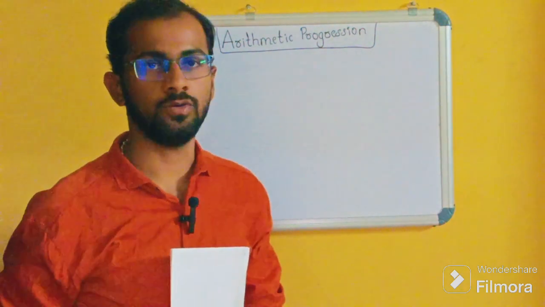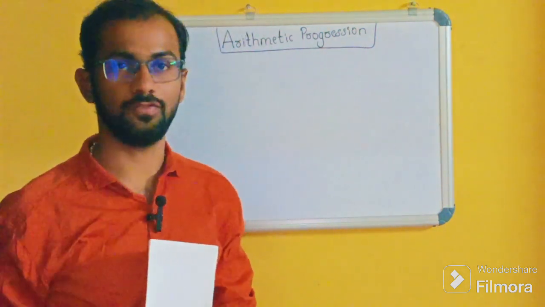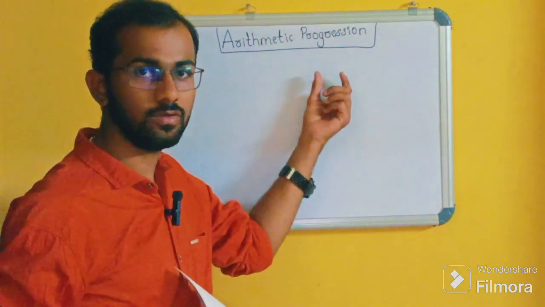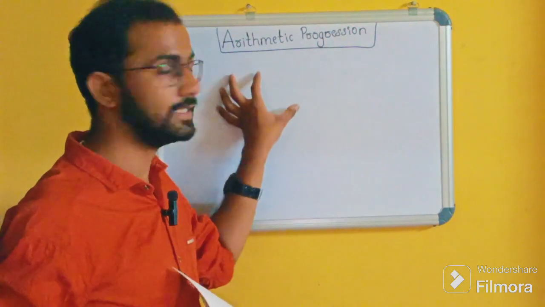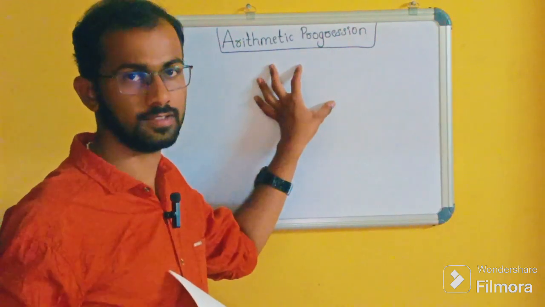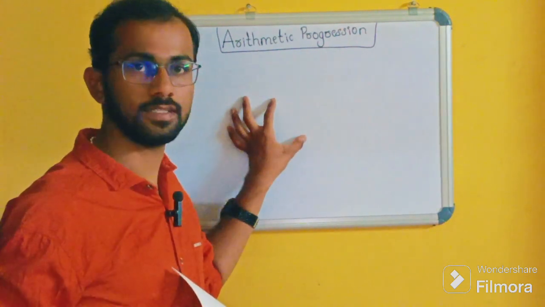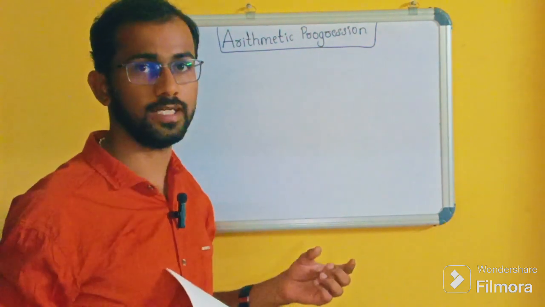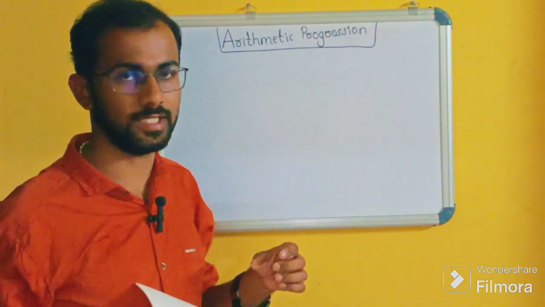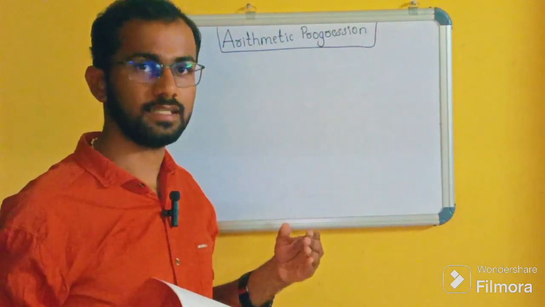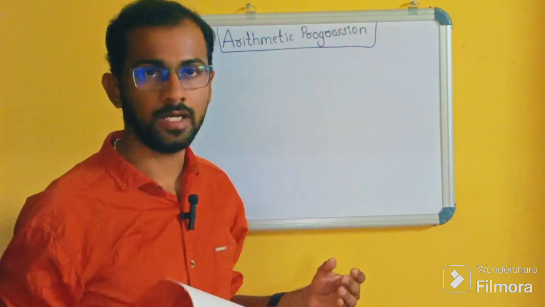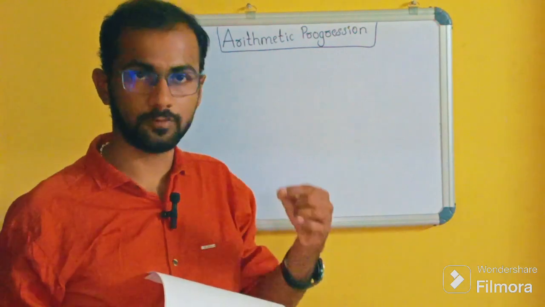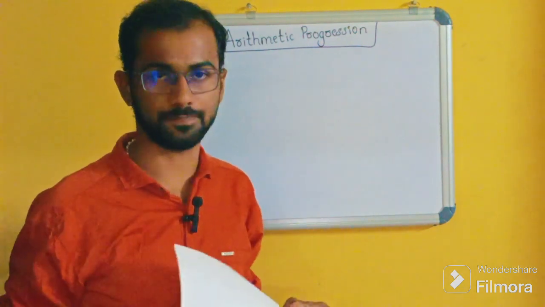In my previous video, I started the first chapter of 10th, that is Arithmetic Progression. In that video, I gave the definition of what is meant by arithmetic progression, what is common difference, what is meant by a term, and what is an infinite arithmetic progression and a finite arithmetic progression. All these things I discussed in my previous video. Those who haven't watched that video, please go through it. I have provided the link in the description box.